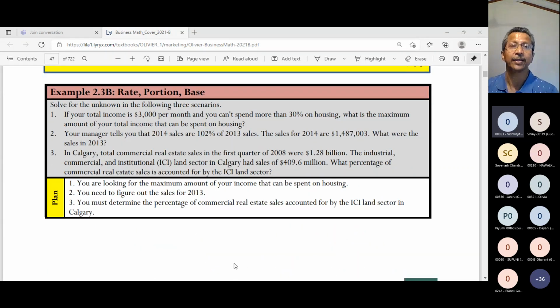Example 2.3B: rate, portion, base. If your total income is 3,000 per month and you can't spend more than 30% on housing, what is the maximum amount of your total income that can be spent on housing? Understood?